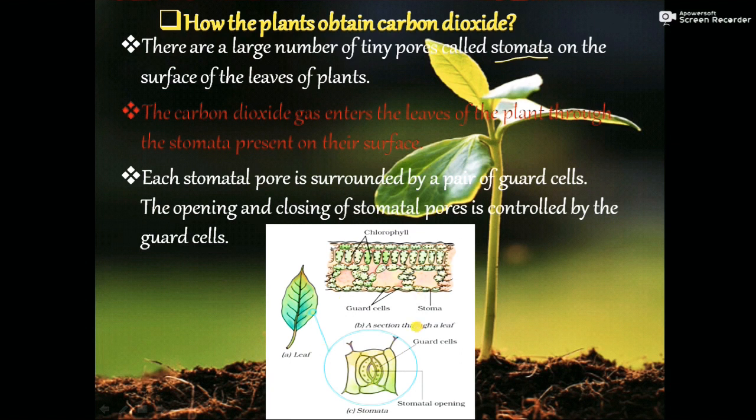In this picture, you can see the chlorophyll, guard cell, stomata, which is the section of leaf, and the section of leaf present under the microscope. Under the microscope, you can see chlorophyll, guard cell and stomata. In diagram C, you can see stomata, the part of stomata, guard cell and stomatal opening.